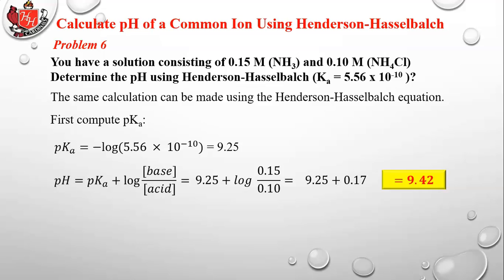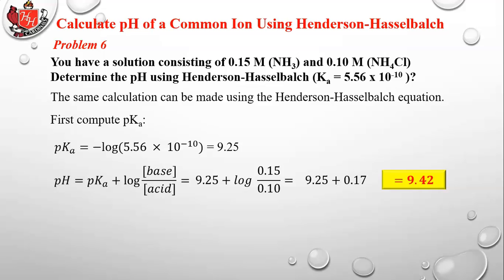Remember, if the concentrations of the base and the acid had been equal, let's say they had both been 0.15, then the log of 0.15 over 0.15 would have been 0, and your pH would have been the same as your pKa. But they're not equal. You have more of the base than of the acid, and therefore the pH is not going to be the same as the pKa. It's going to go up. It's going to go from 9.25 up to 9.42. All right, so that's how you do these.